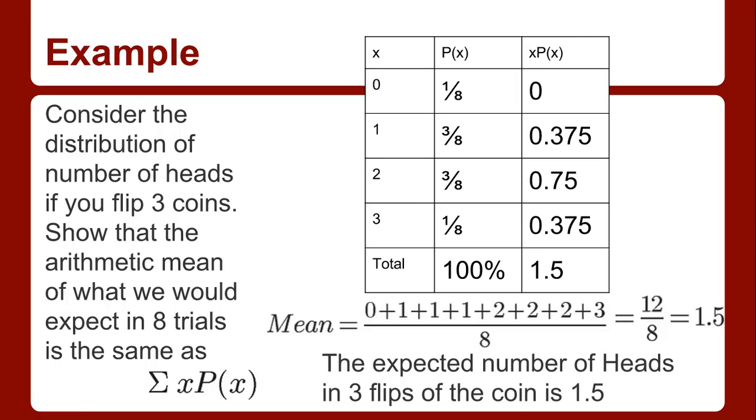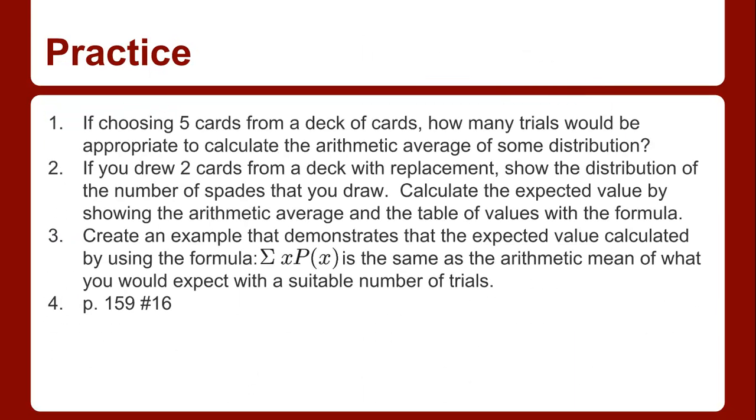So the expected number of heads in 3 flips is 1.5. What does that mean? It's an average, so half the time you're going to flip 2 heads, half the time you're going to flip 1, maybe sometimes you flip none, but then that'll balance out with the times you flip 3.